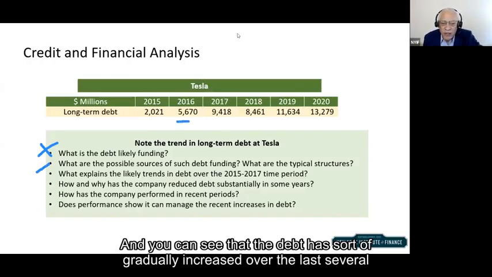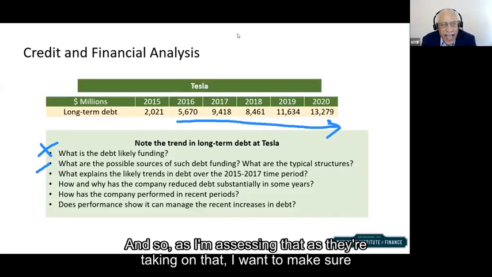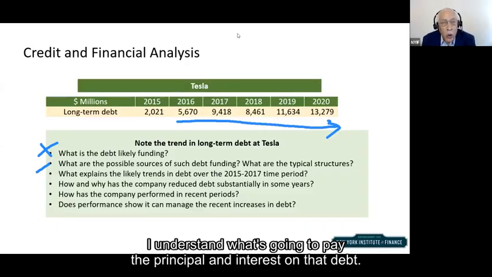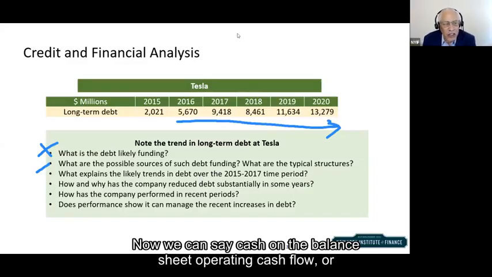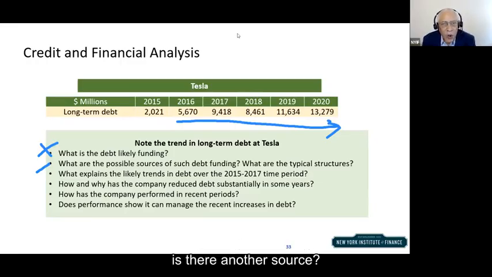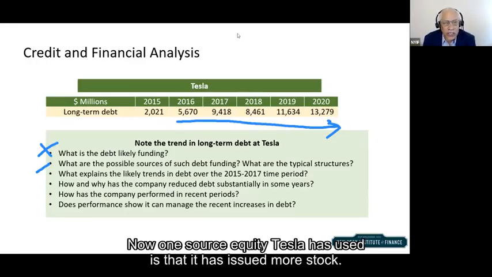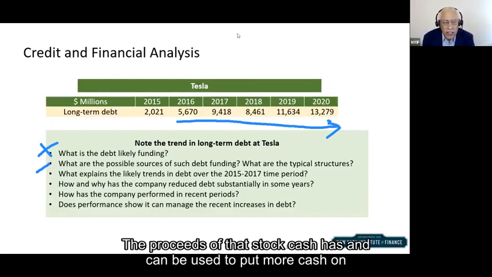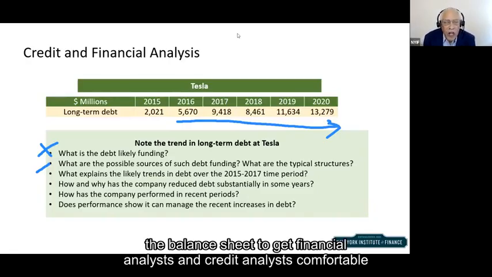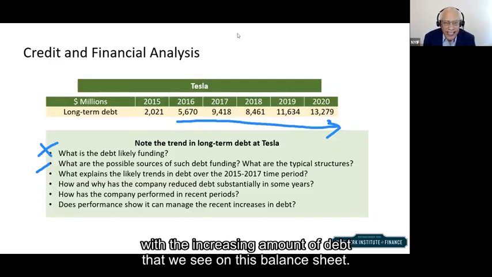And you can see that the debt has gradually increased over the last several years. And so as I'm assessing that, as they're taking on debt, I want to make sure I understand what's going to pay the principal and interest on that debt. Now, we can say cash on the balance sheet, operating cash flow, or is there another source? One source of equity Tesla has used is that it has issued more stock. The proceeds of that stock, cash, has been and can be used to put more cash on the balance sheet to get financial analysts and credit analysts comfortable with the increasing amount of debt that we see on this balance sheet.